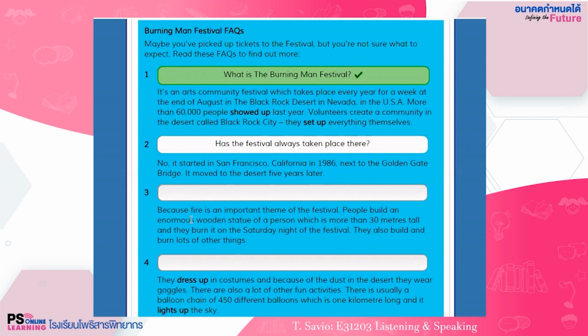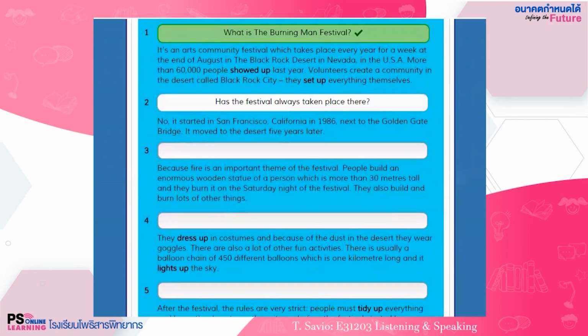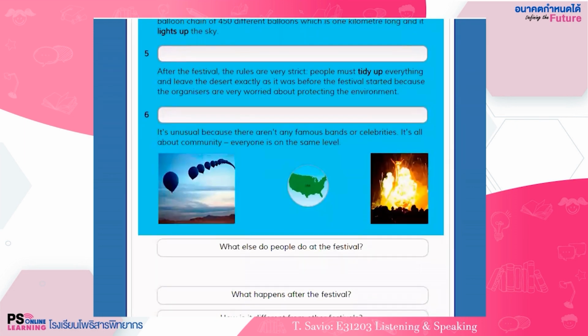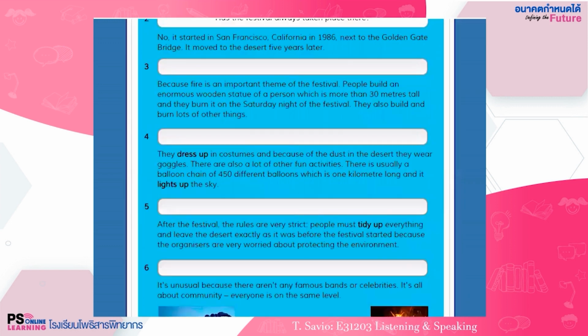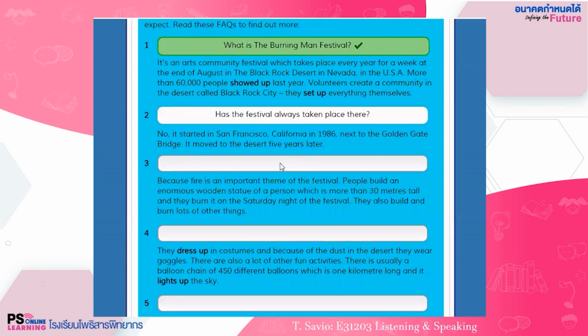Number 3, because fire is an important theme of the festival. Why is it called the Burning Man Festival? Because fire is an important theme of the festival, people build an enormous wooden statue of a person which is more than 30 meters tall, and they burn it on the Saturday night of the festival. They also build and burn lots of other things.